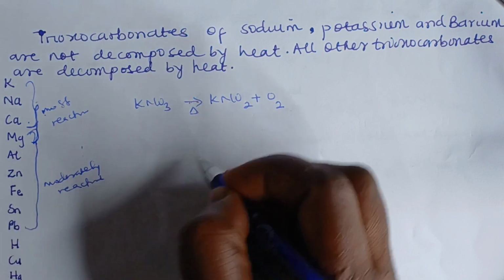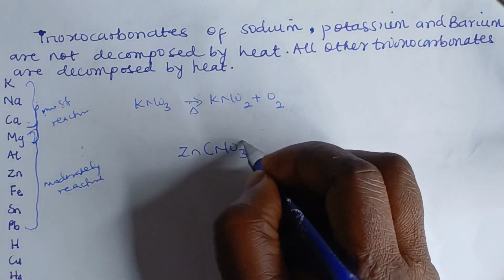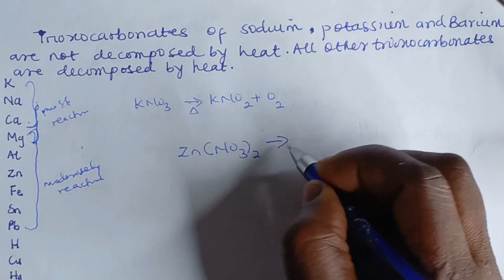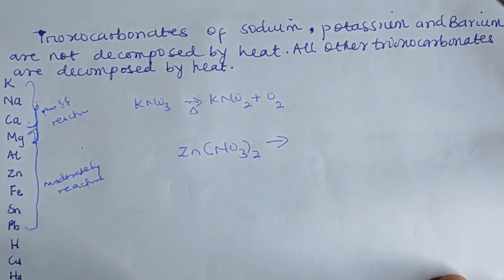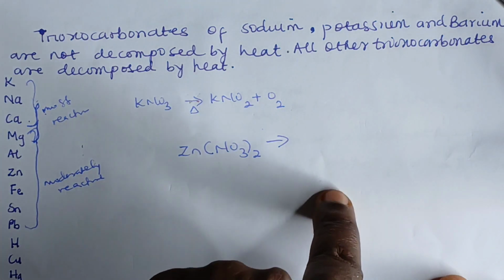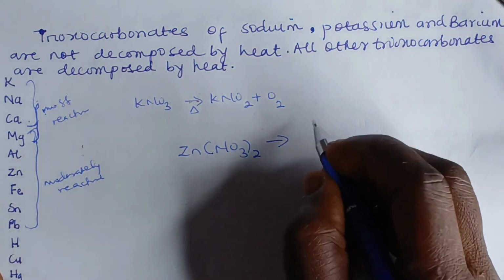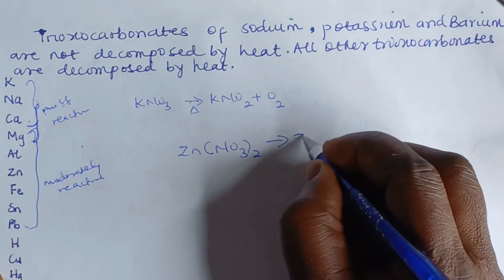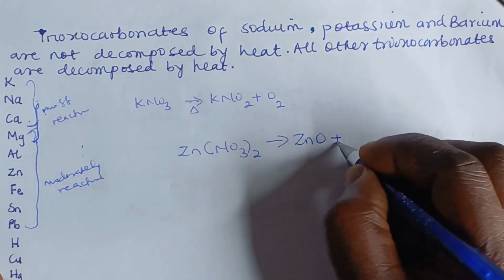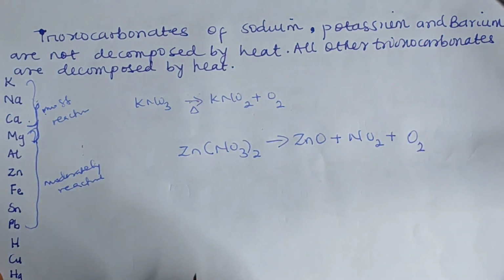When you heat any of their trioxonitrates, like zinc trioxonitrate, this kind of reaction involves a single reactant breaking down to give you different products. Heated, any of this category will give you their oxide, such as zinc oxide, nitrogen(IV) oxide, a brown gas, and also oxygen.